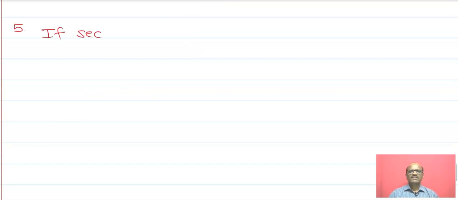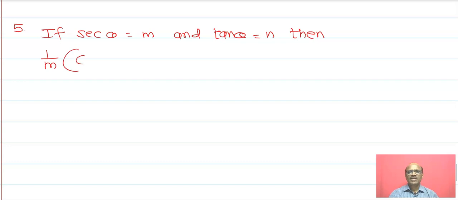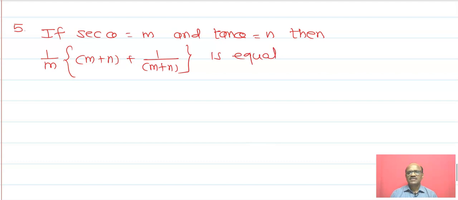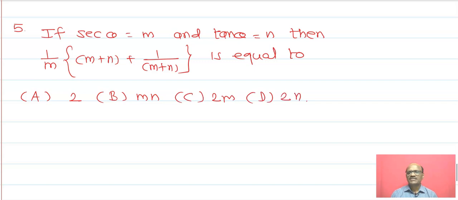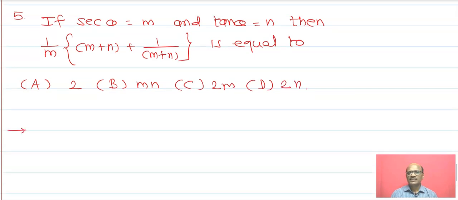Now next is, if sec theta is equal to m, tan theta is equal to n, then 1 upon m (m plus n) plus 1 upon m plus n is equal to: A is 2, B is mn, C is 2m, D is 2n.